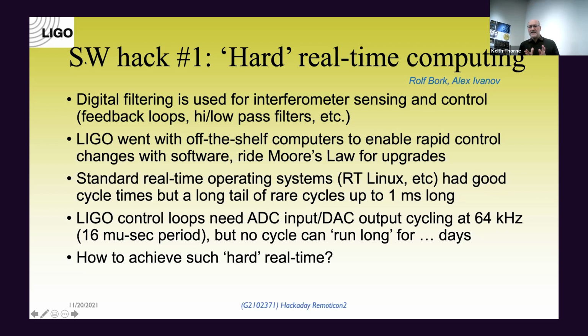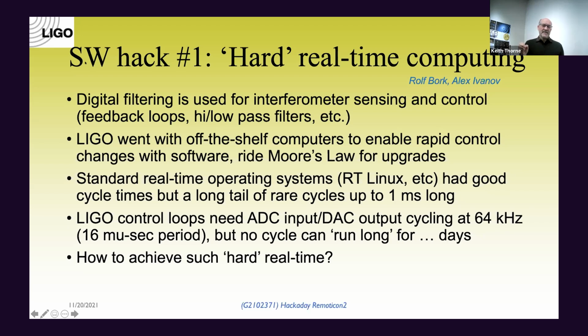We used to have very custom computers with insanely expensive compilers and stuff like that. But Linux was coming on recently. So now the standard real-time operating systems, real-time Linux, things like that, have pretty good cycle times, but they have this tail. And the tail is what kills you. There's a long tail of rare cycles up to 1 millisecond.